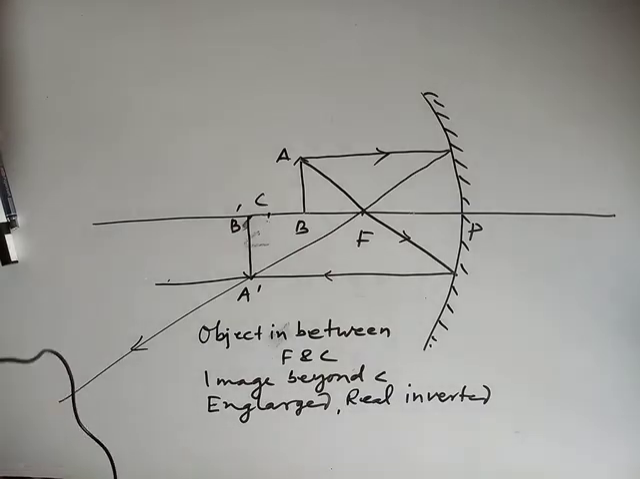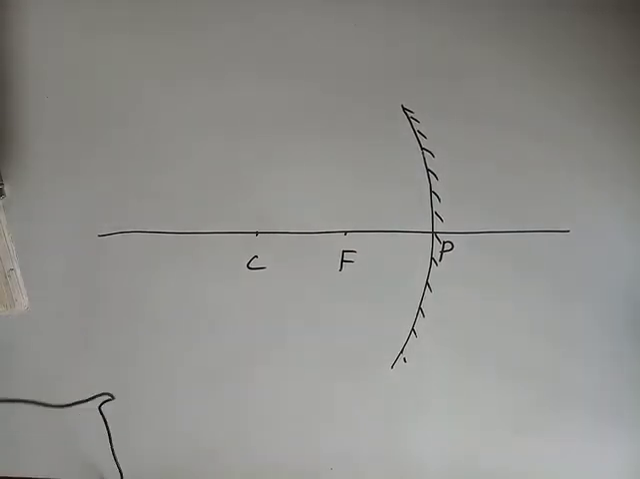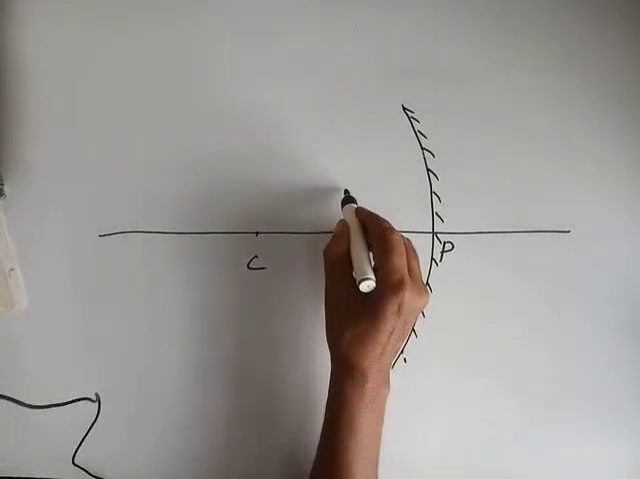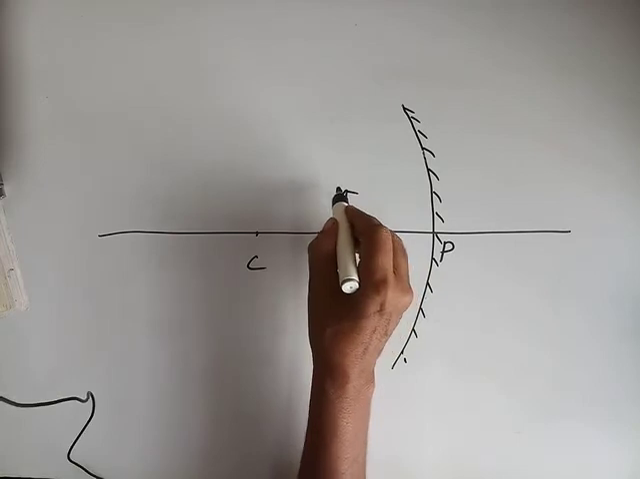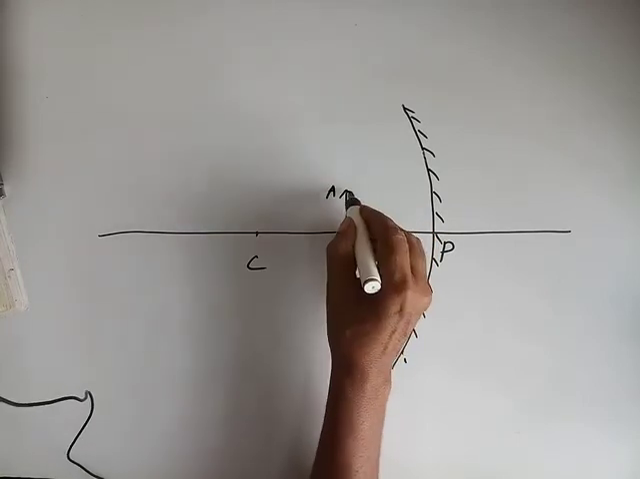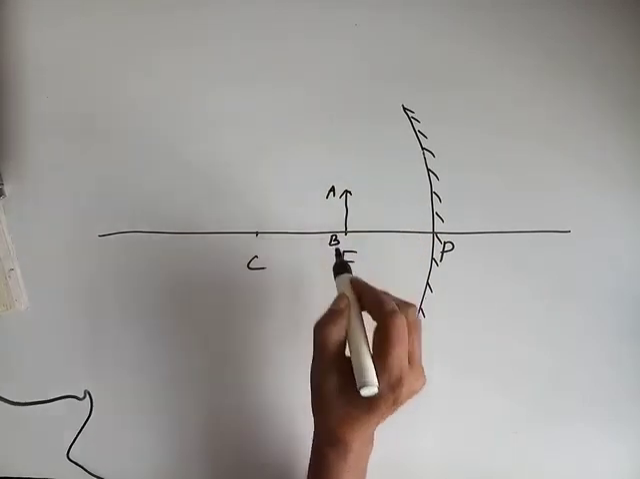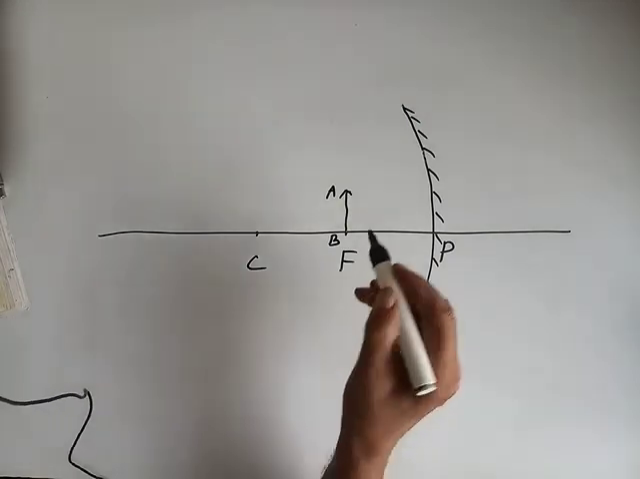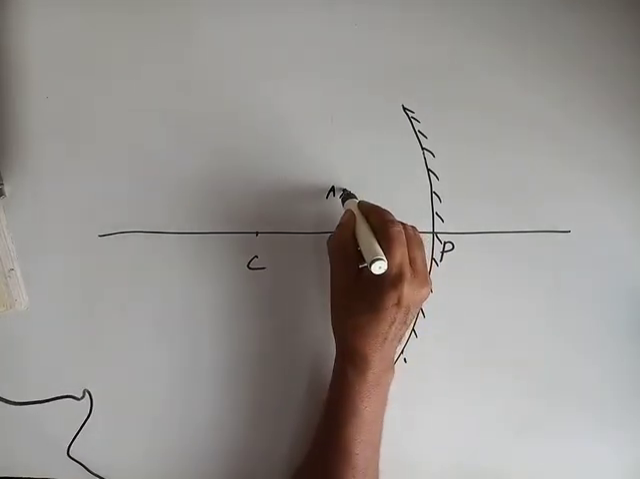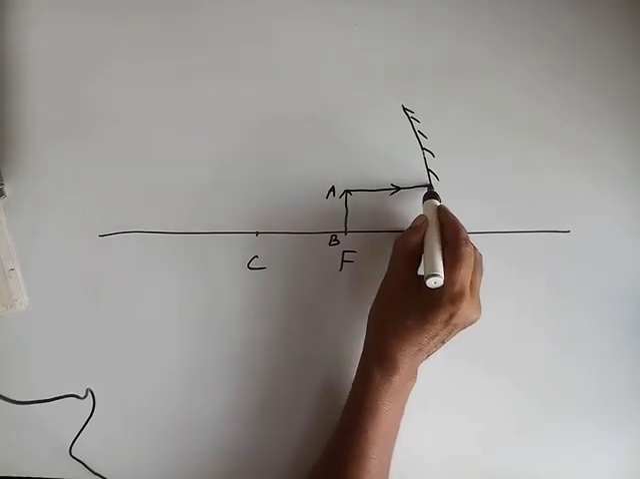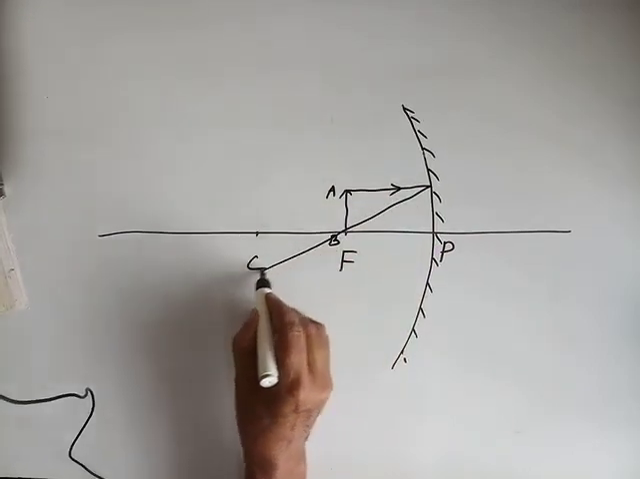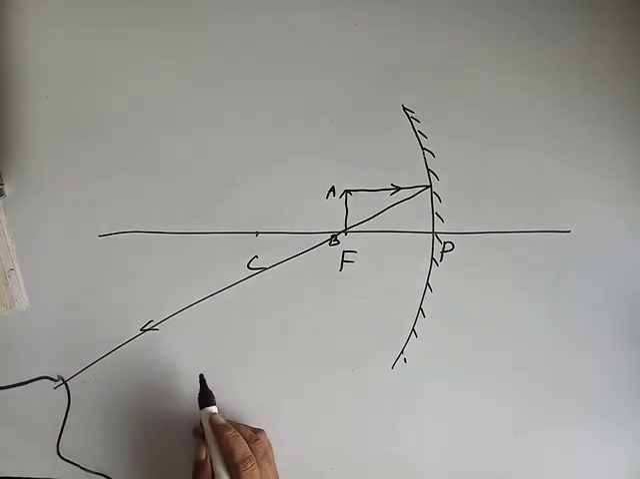Now let us keep the object at F. It is like this. This is A and this is B. The image is AB. In the same way, first you draw a ray parallel to the principal axis. So after reflection, it will pass through the focus, no doubt. Just like this.